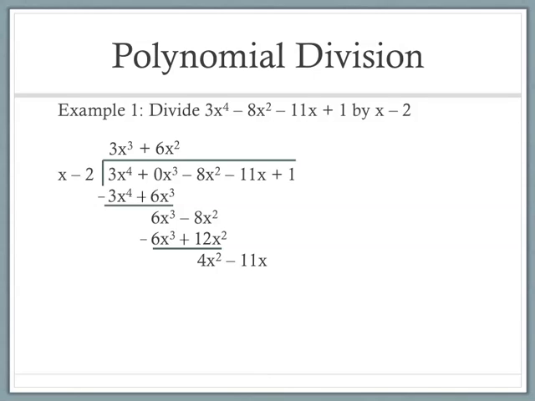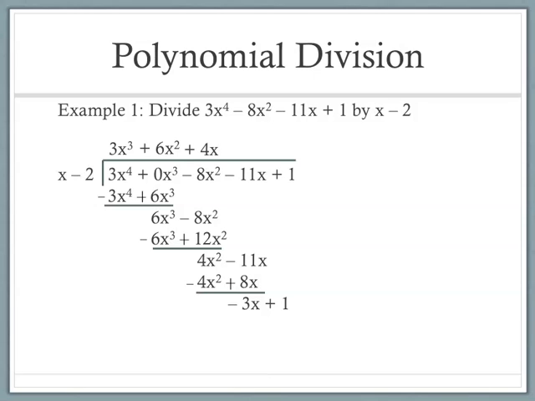So x times what gives us 4x squared? That would be 4x. 4x times x is 4x squared. 4x times negative 2 is negative 8x. And now we subtract, so change those signs. First terms cancel. Combining those, we get negative 3x. Bring down the 1. And then repeat this process again.